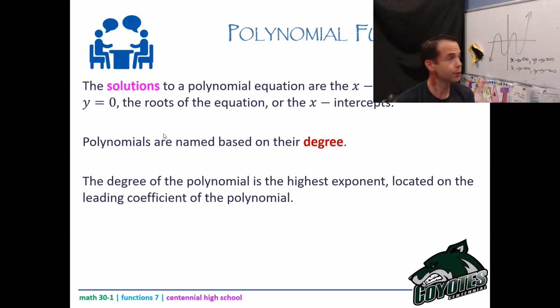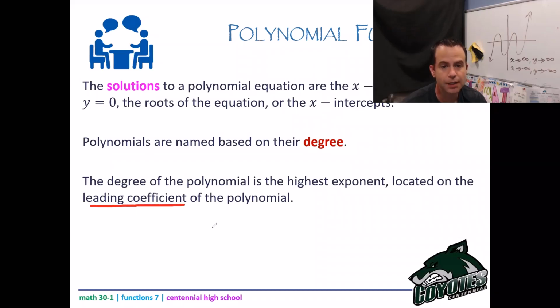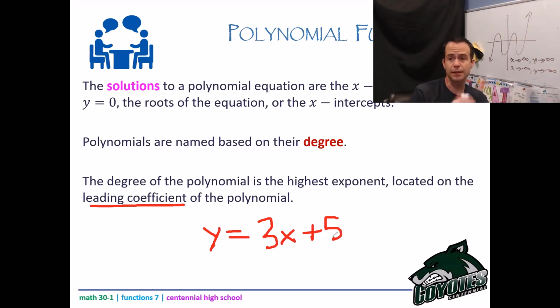Polynomials are named based on their degree, which I've already talked about. I had written a degree 6 up there a couple seconds ago. The degree of the polynomial is the highest exponent located on the leading coefficient. Remember, a coefficient is the number that goes in front of the variable, so the leading coefficient is the very first number if we have written the polynomial in order. So what can you tell me about this graph? Does this graph end up or down? You should automatically say that graph is ending up.